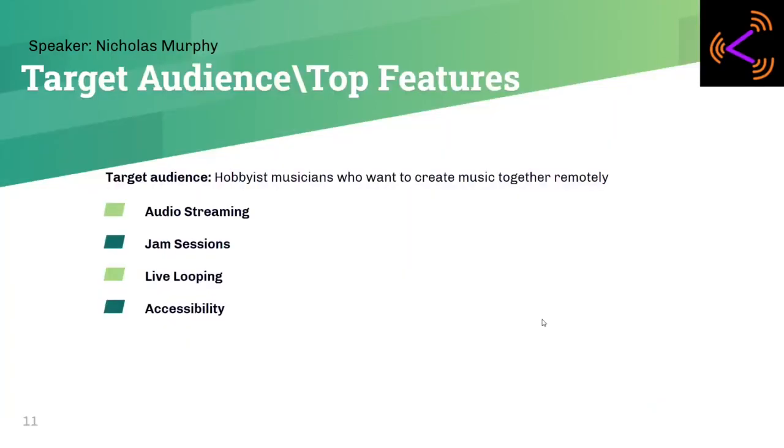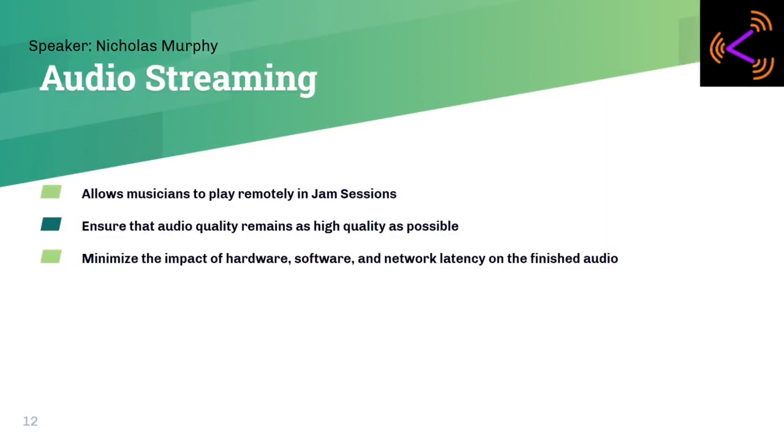We have four important features that we focus primarily on: audio streaming, the jam session itself, live looping, and accessibility. For audio streaming, we had to find a way to get audio from A to B. To facilitate this, we used a WebRTC server to transfer audio streams from one player to another.